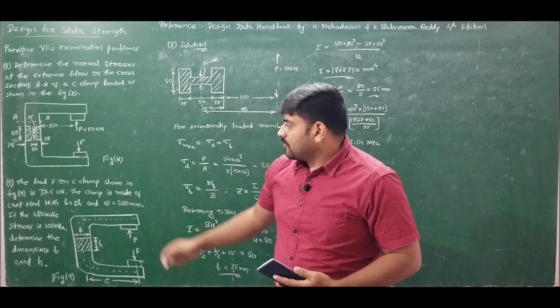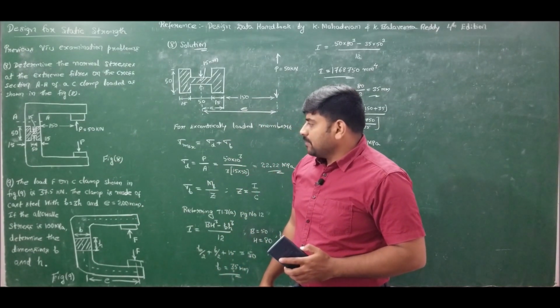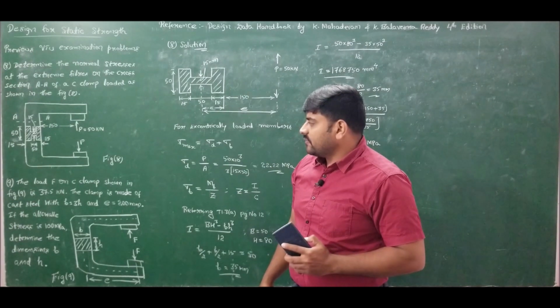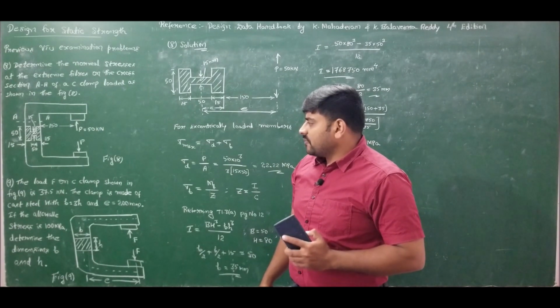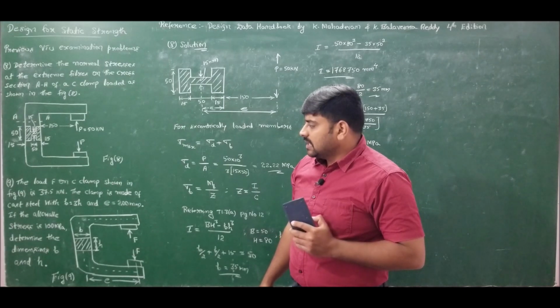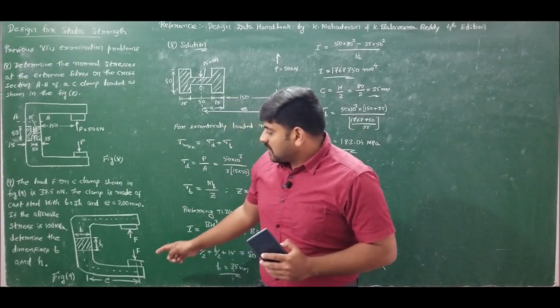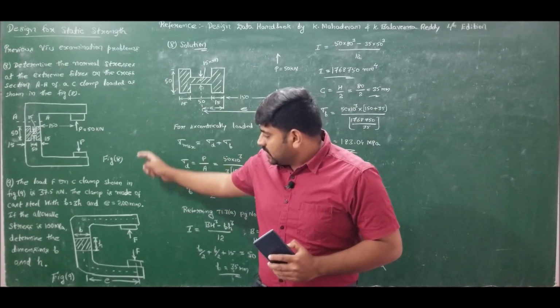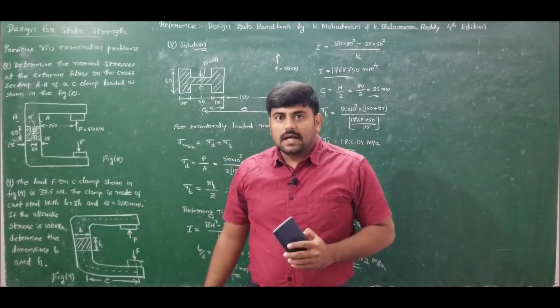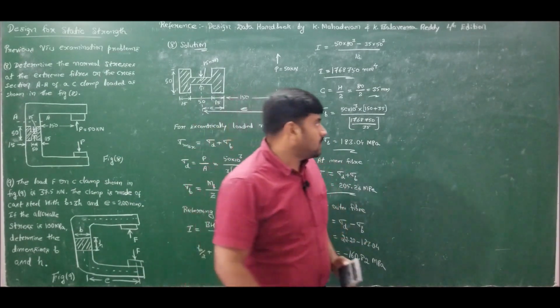Moving ahead, let us solve problem number 9, which states that the load F on C clamp shown in figure 9 is 37.5 kilonewtons. The clamp is made of cast steel with B is equal to 3H and eccentricity is 200 millimeters. If the allowable stress is 100 megapascal, determine the dimensions B and H. This problem is similar to problem number 8. Only thing is that the cross section is rectangle here, whereas here it is I section. Let us solve this problem.